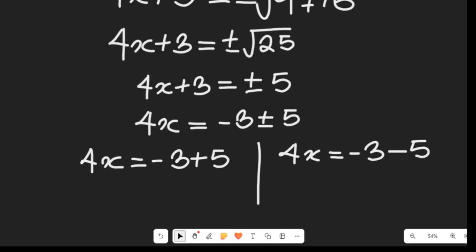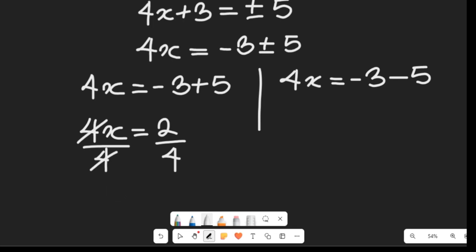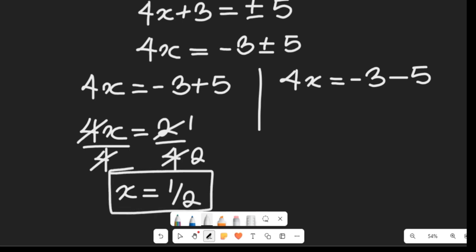To simplify these two expressions, we now have 4x equal to 2, and if we divide both sides by 4, 4 will cancel out 4, and the value of x will be 2 over 4, which is 1 over 2. And that is the first solution for x.